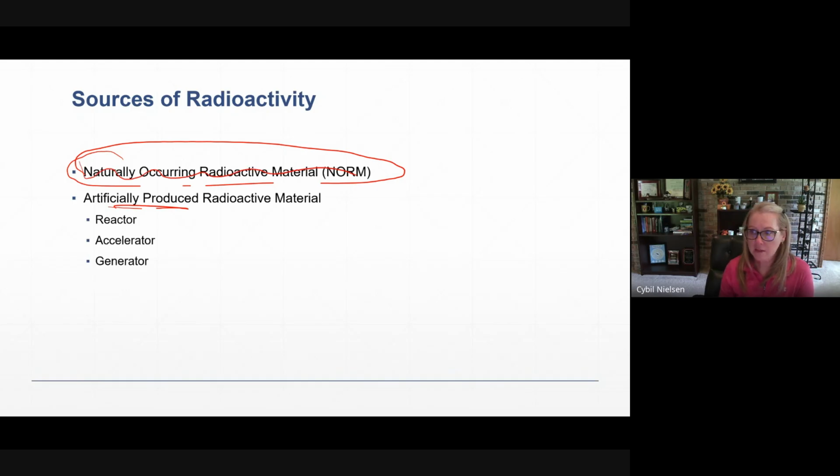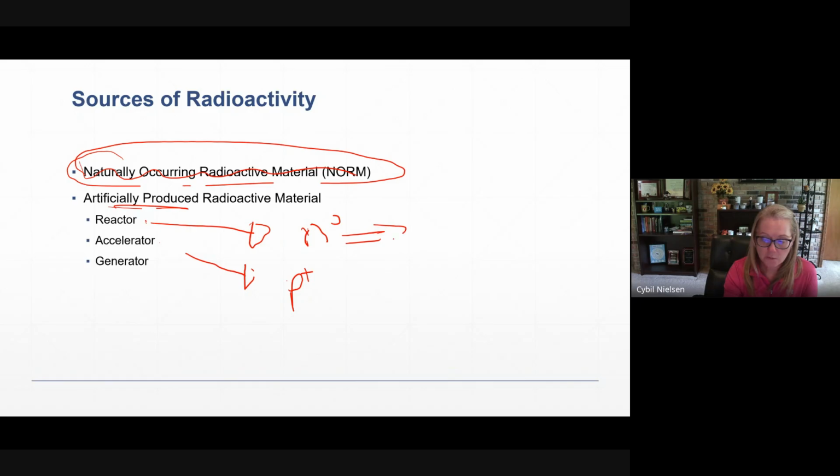Nothing in nuclear medicine is naturally occurring. Everything is going to be artificially produced. So we can produce it in one of two ways. We can either produce it in a reactor, which means we're going to add a neutron, or we can produce it in an accelerator, which means we're going to add a proton. And if we add a neutron, that means we're going to make it neutron rich, which means a neutron is going to turn into a proton.